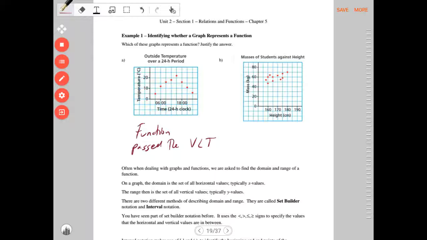Okay, so if we look at B, masses of students against height, oh, look at this. There's 2 points there. Oh, there's 2 points here. Well, really, to be not a function, you only have to cross 2 points once, but this particular graph crosses 2 points 3 separate times, so this is not a function. And it did not pass. So it failed or did not pass the vertical line test.